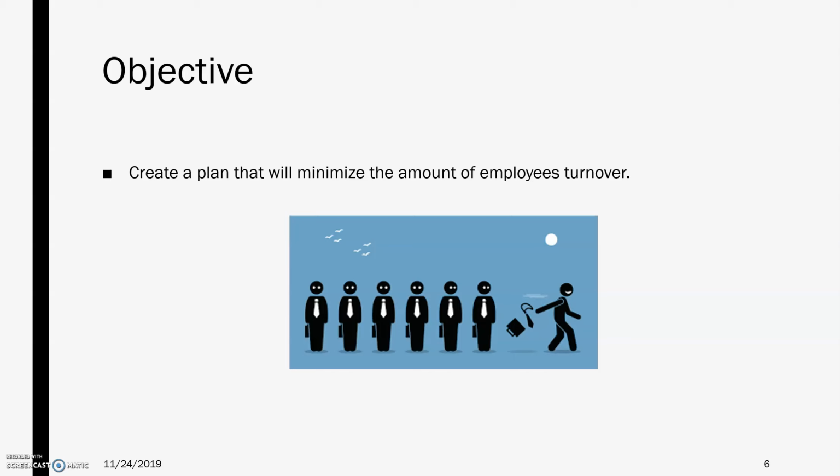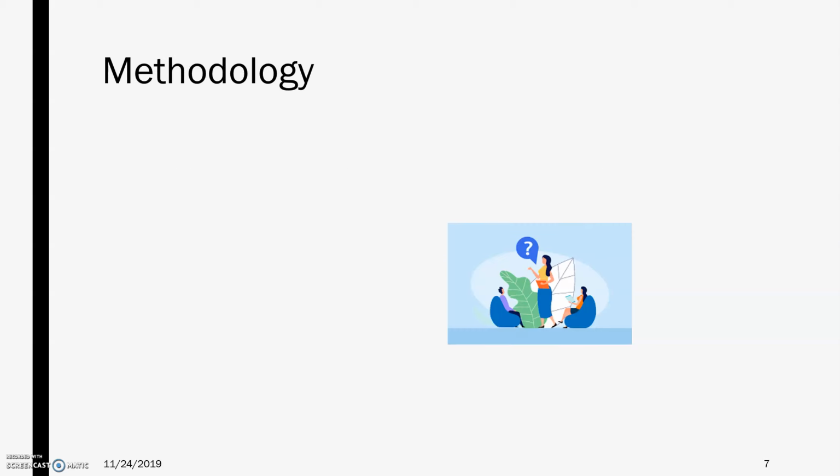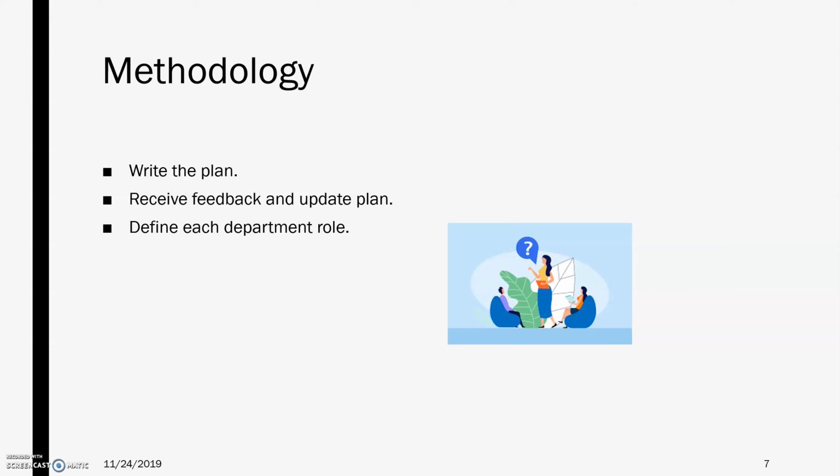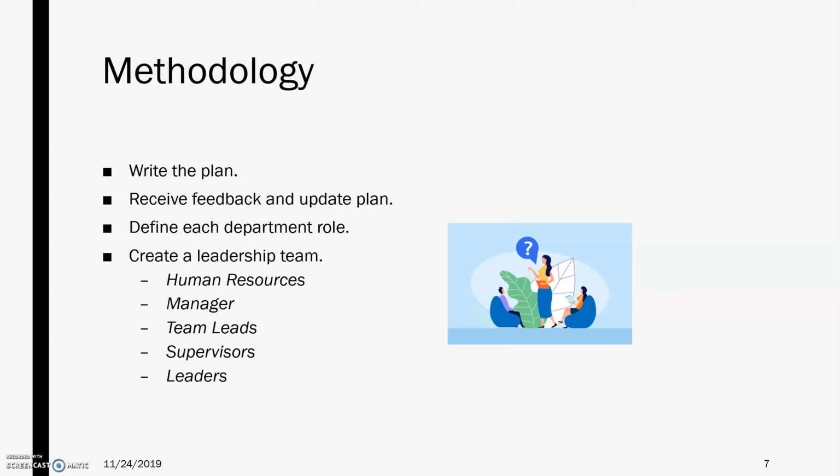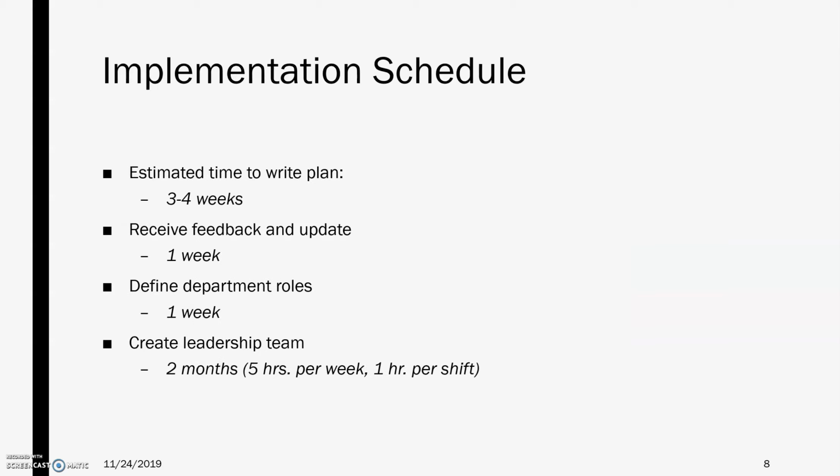to implement. The methodology that we're going to be using is obviously to write the plan, receive the feedback, and update this plan, right? We have a lot of experts in the field that can provide feedback from their experience while trying to minimize employee turnover. We're going to define each department role and create a leadership team. We want to involve human resources, managers, team leads, supervisors, and the leaders in each department.